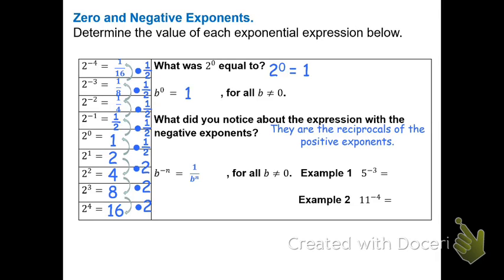So let's try a couple examples. If I want to take 5 to the negative 3, it becomes 1 over 5 to the positive 3. Try example number 2 now. What would 11 to the negative 4 become? Hopefully you're thinking 1 over 11 to the positive 4th power.